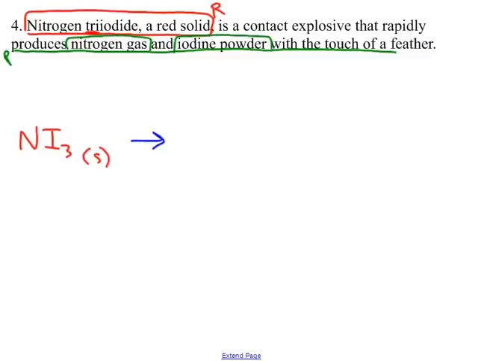Okay, nitrogen gas. Again, nitrogen is one of these 7 diatomic elements. So N2 with a G. Iodine powder. Iodine, again, one of the 7 diatomic elements. I2. It's a powder, so we indicate that with a solid. I'll put a plus sign between those to indicate that there were two separate products produced.